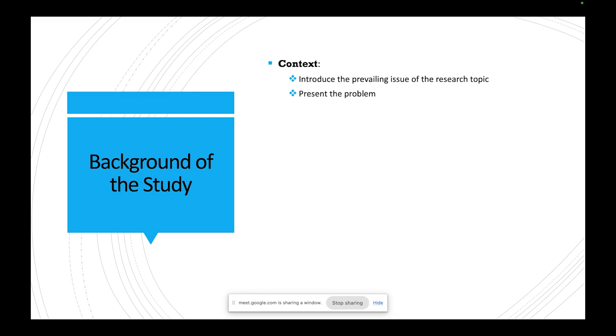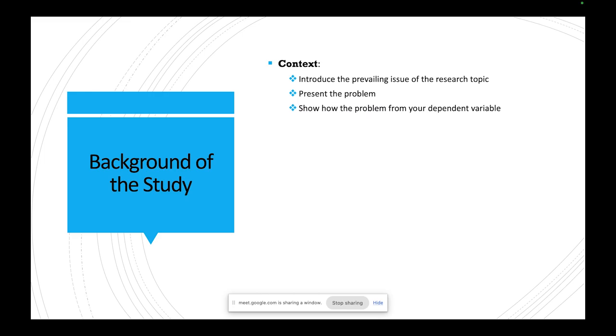Okay, so having said that, you need to be able to present that problem. You present it in a way that someone who is reading your topic, or your background of the study, or even your entire project, will be able to see what the problem is just from the first paragraph of your study.